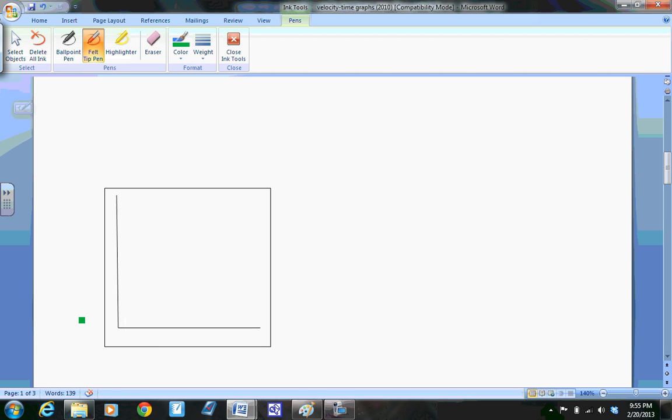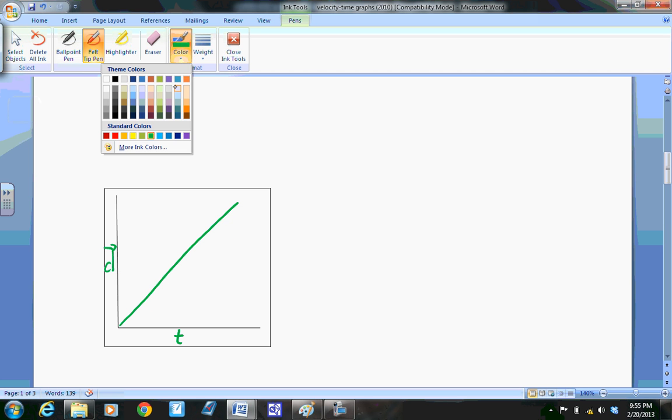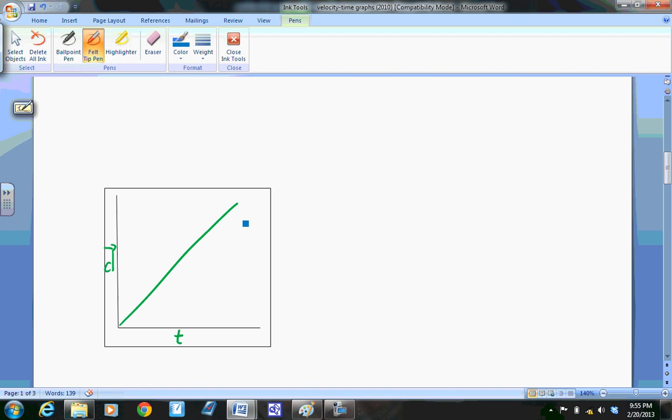Hi everyone, today we're looking at how we can analyze velocity on different types of graphs. What we're going to be looking at initially is how we can find velocity from a position time graph. If you recall, when I have a position time graph and I want to calculate the velocity, I would have to find the slope of the line.